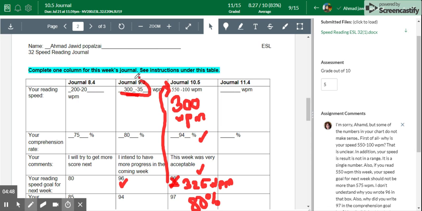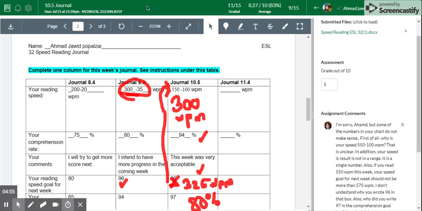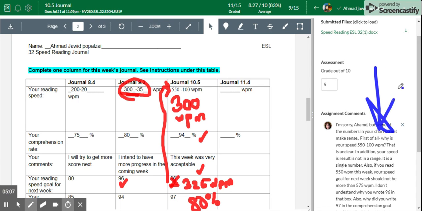Okay, and this shouldn't be a range because if you used Spreeder, as I said before, you get to set the speed. It's one number, not a range of numbers. Okay, so this was my thinking when I made these comments over here, on your assignment. That's why I gave you a 5, because I don't understand the numbers and what they meant. So hopefully this makes more sense for you for next time.